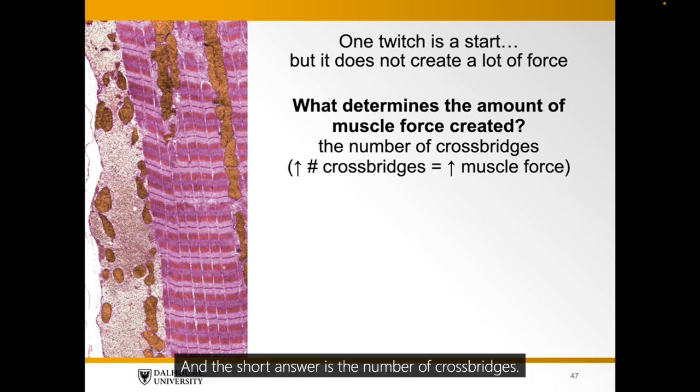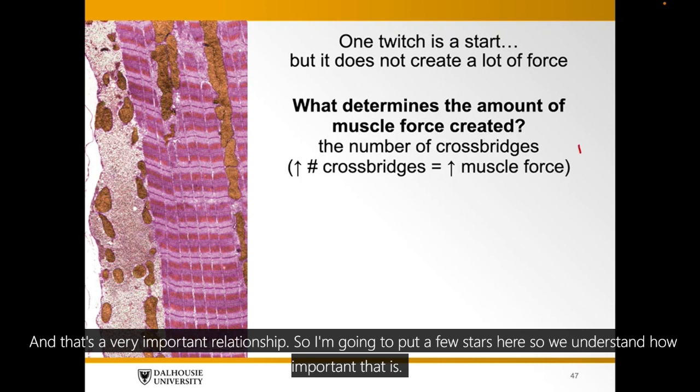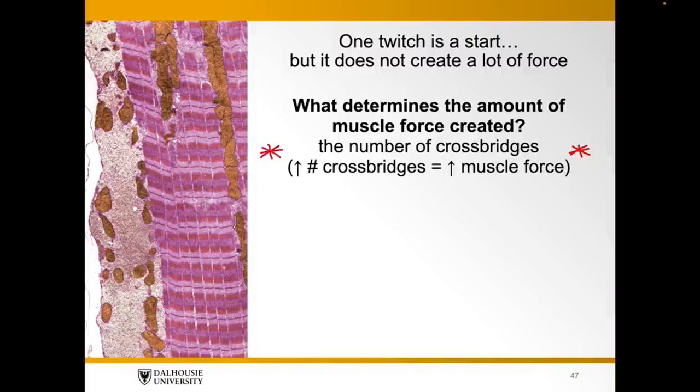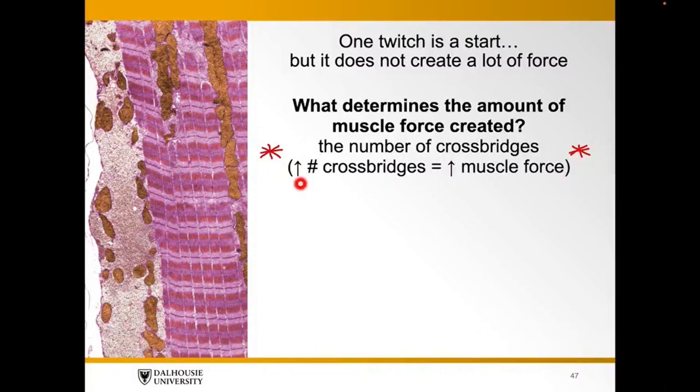And the short answer is the number of cross bridges. And that's a very important relationship. So I'm going to put a few stars here so we understand how important that is. There is a proportional relationship between the number of cross bridges and the amount of muscle force. And that's what we see here. The higher the number of cross bridges in a muscle, the higher the force is created within that muscle.